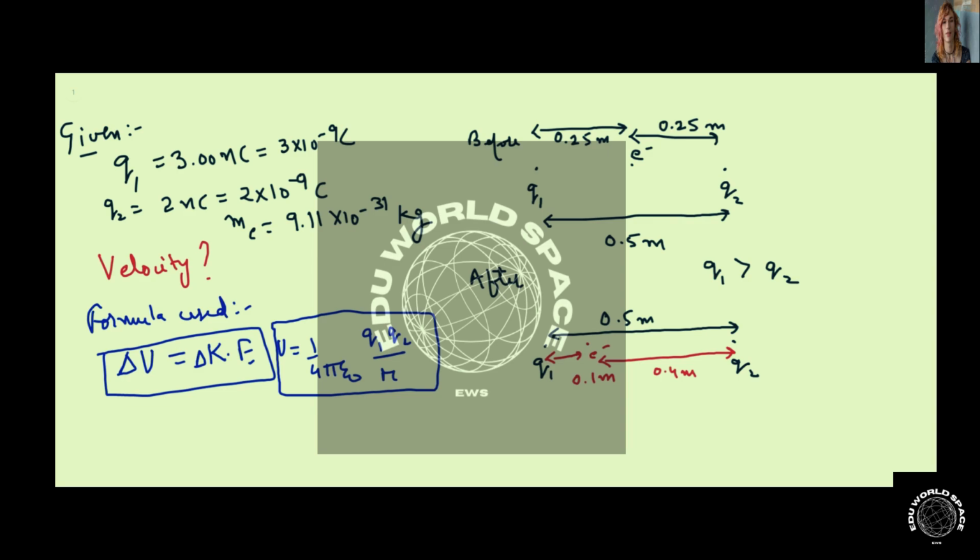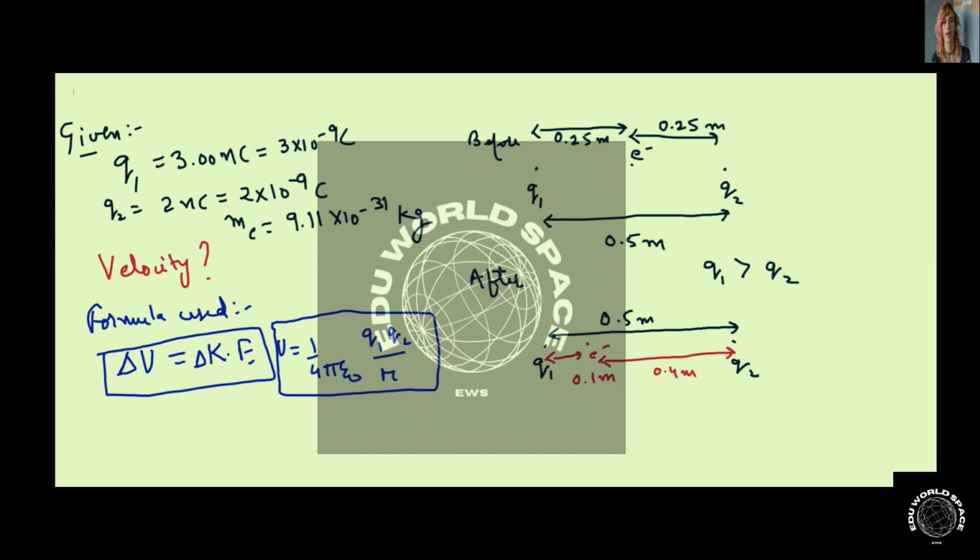All right. So we have question number 23.16 of chapter 23, electric potential. We are given that there are two charges, Q1 and Q2. So Q1 has charge equal to 3 nanocoulomb, meaning 3 into 10 to the minus 9 coulomb, and Q2 has 2 nanocoulomb. So this is 2 into 10 to the minus 9 coulomb.